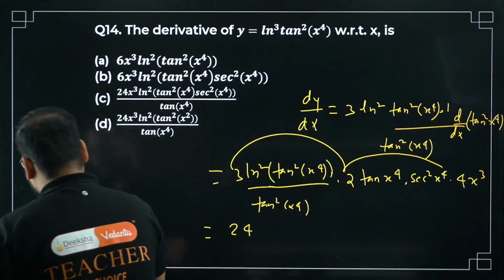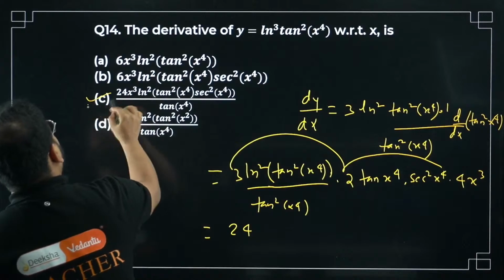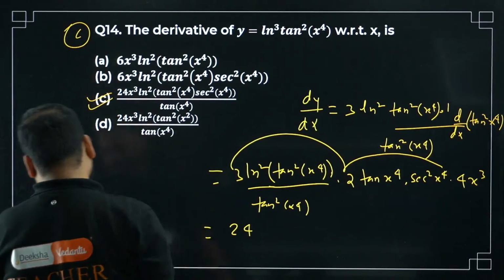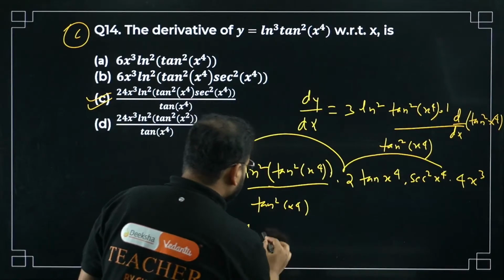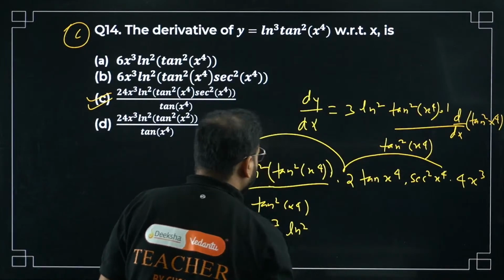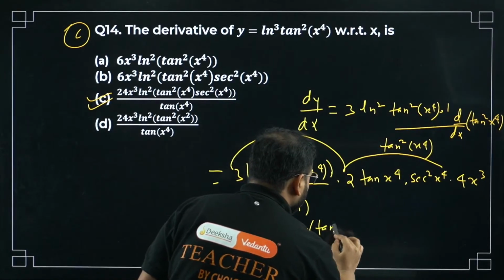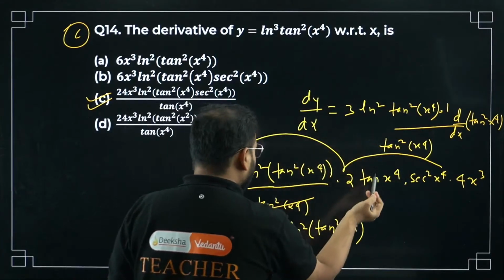I'm writing the final answer, okay? Yes, option C is correct. Everyone has given me the right answer. Very good. Excellent. So 24x cube we have here. Then comes ln square tan square x power 4. Check this out. This will cancel over here.